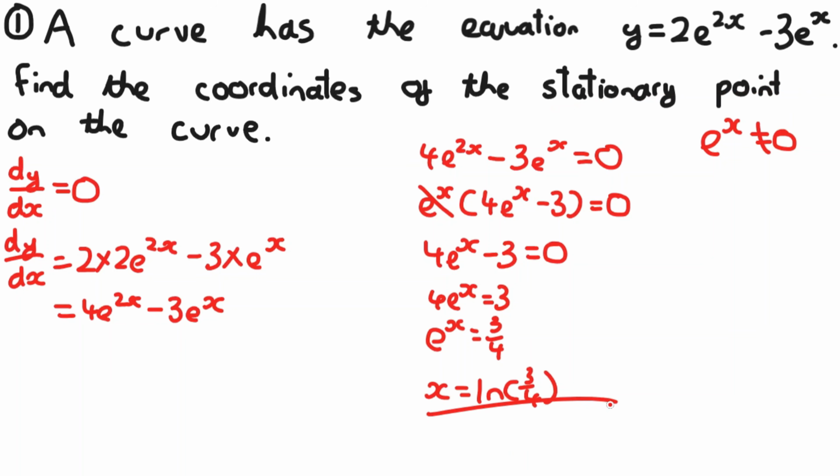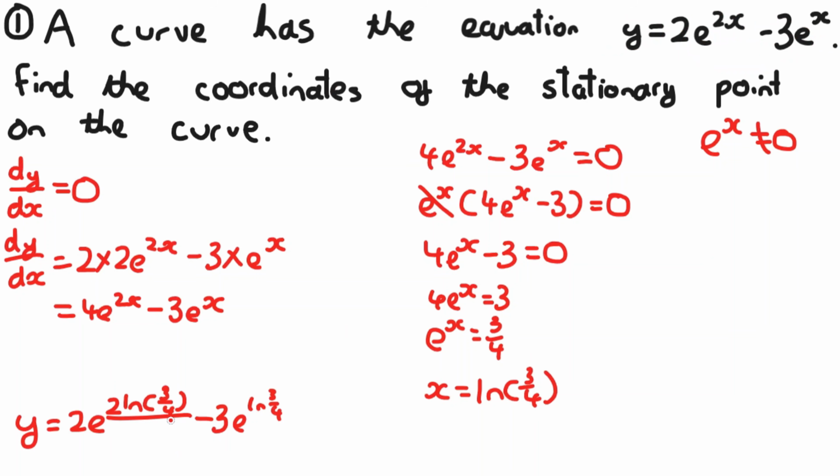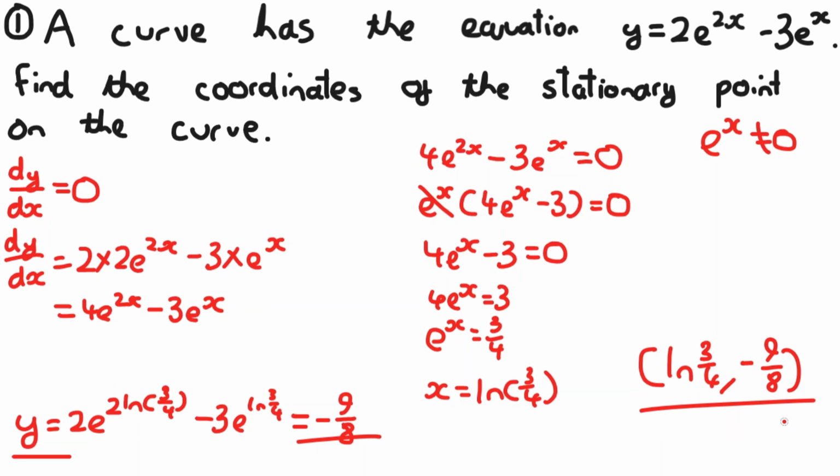So this is the x value, so in order to find the y value we just sub x into this equation here. So this is going to be 2e to the power of 2 natural log of 3 over 4, minus 3e to the power of the natural log of 3 over 4, and if you put this into your calculator, it's equal to minus 9 over 8. So y is equal to minus 9 over 8. So the coordinate is the natural log of 3 over 4, which is the x coordinate, and the y coordinate is minus 9 over 8. And this is the stationary point of this curve here.